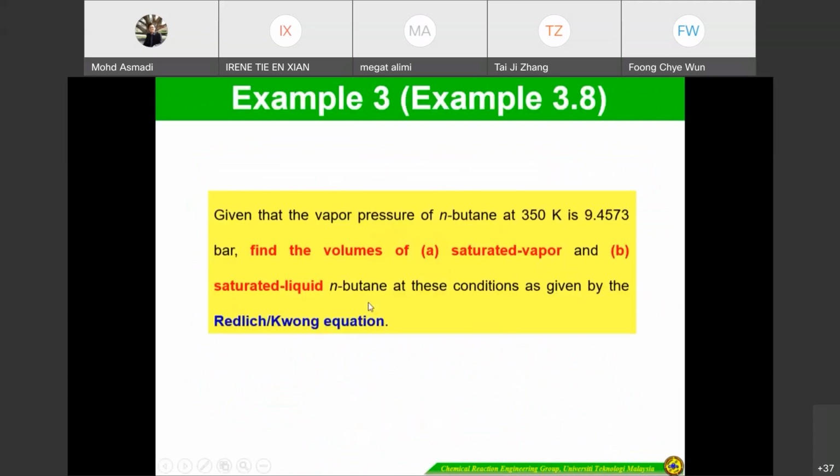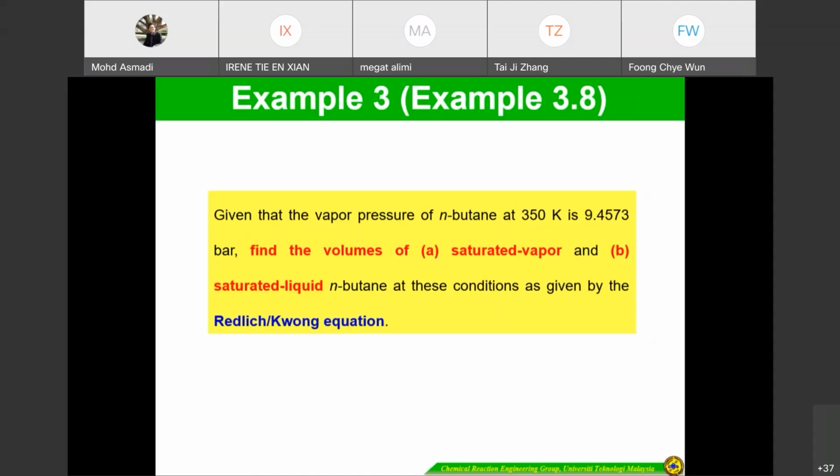So let's see this example. Given the vapor pressure of n-butane at 350 Kelvin and 9.4573 bar, find the volume of saturated vapor and also saturated liquid of butane at the condition as given by the Redlich-Kwong. A is the saturated vapor and B is the saturated liquid.